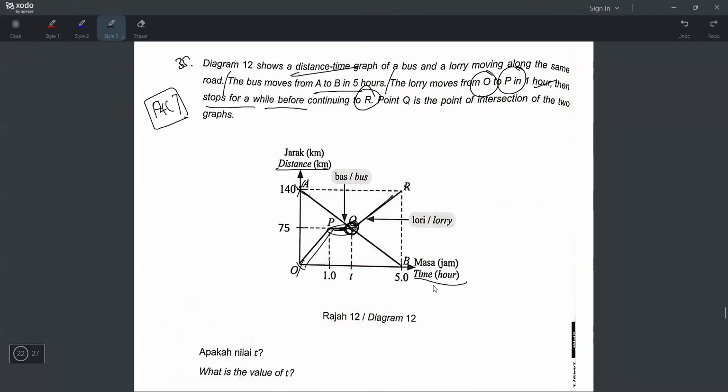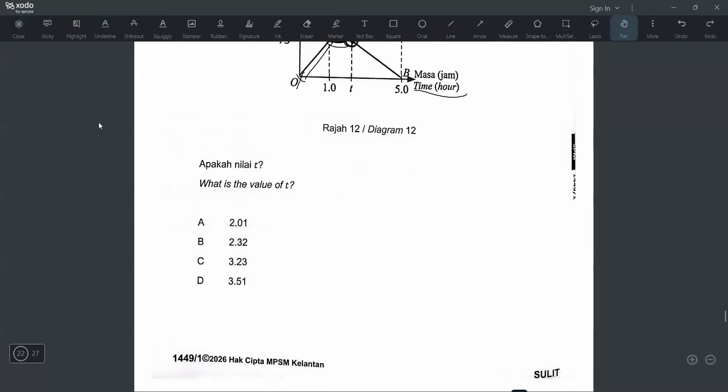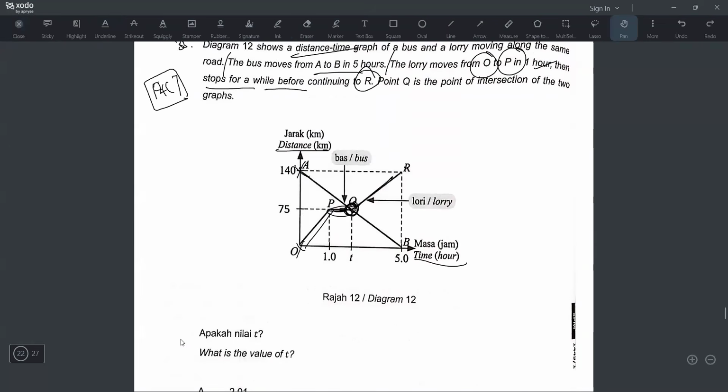When we are doing questions in this chapter, we always have to check whether it's distance-time or speed-time. If it's a distance-time graph, the gradient will give you speed. The gradient of the graph will give you the speed of the vehicle. So is that what they want now? Do they want the speed? What is the value of t? Actually they want the t.